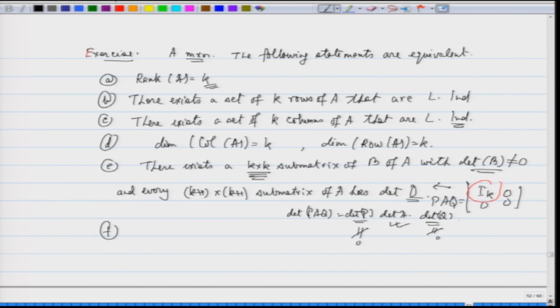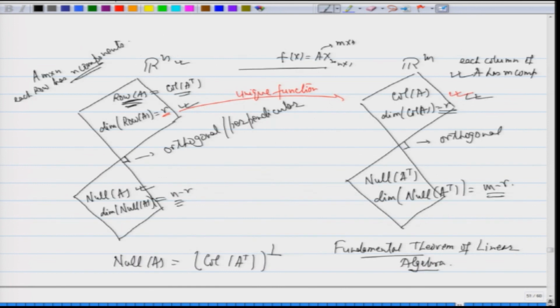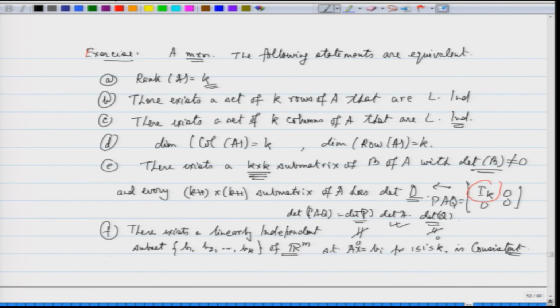So somehow the matrix multiplications make sense here. F: there exists a linearly independent subset b1, b2, up to bk of R^m, such that Ax equals b_i for 1 less than or equal to i less than or equal to k is consistent. So, there are k choices in R^m. There is a k dimensional subspace for which we have a solution. This is what it was about, saying that I have a solution here. So, there is a k dimensional space here for which I have a solution here. Is that okay? Fine.